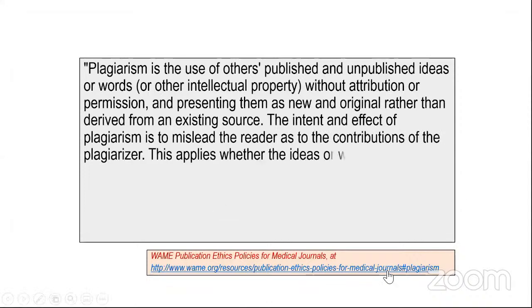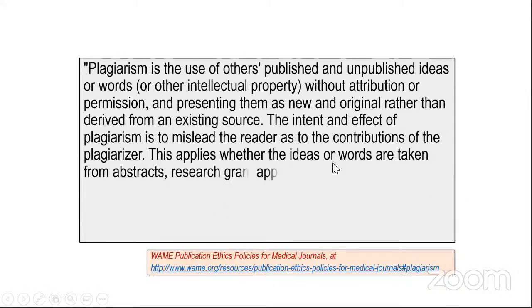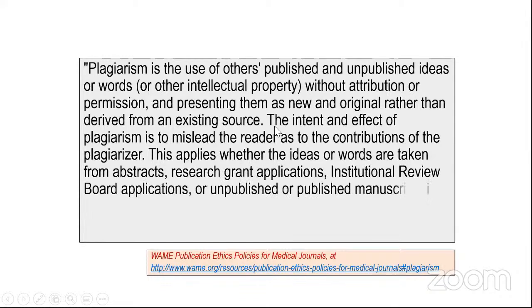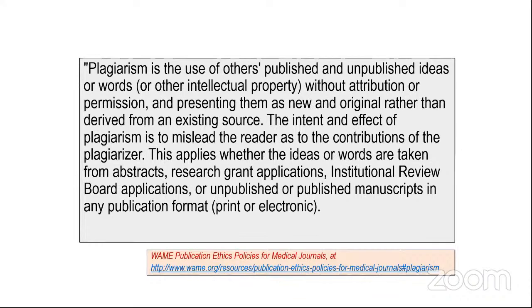According to this, plagiarism has a very standard definition. It is the use of others' published and unpublished ideas, words, or IP, anything it can be, without attribution or permission, and presenting them as new and original rather than derived from an existing source. So you don't say that it is derived from this source or that, you don't give credit, and you just publish it as your own.